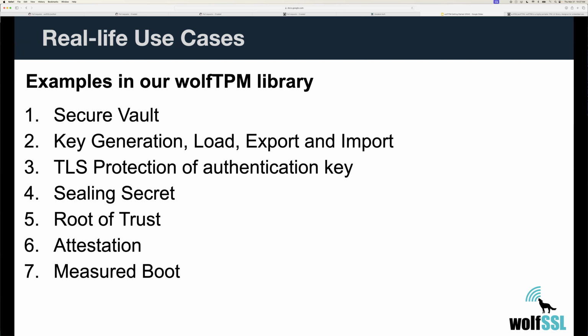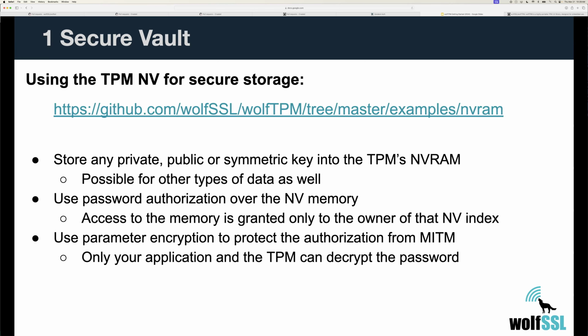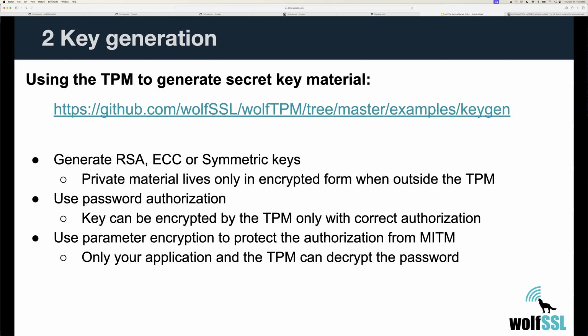So we'll also talk about sealed secrets, root of trust, attestation, and measured boot. This example is for the NVRAM and what it looks like to store something in NVRAM. There are store and read examples in there. It might be easier just to show you guys. But then there are also key generation examples.